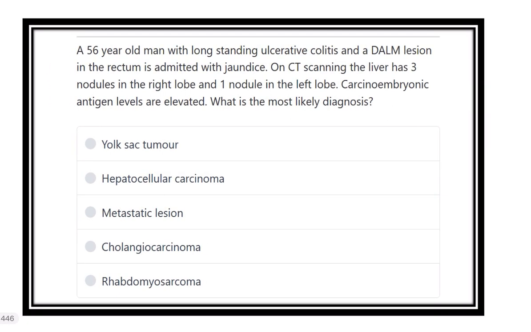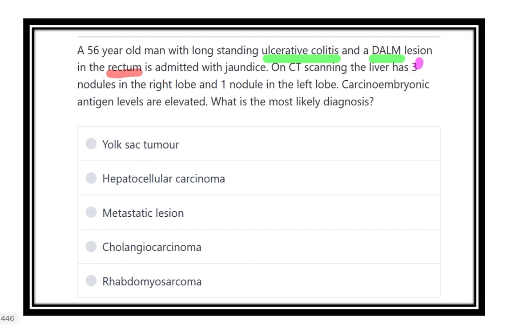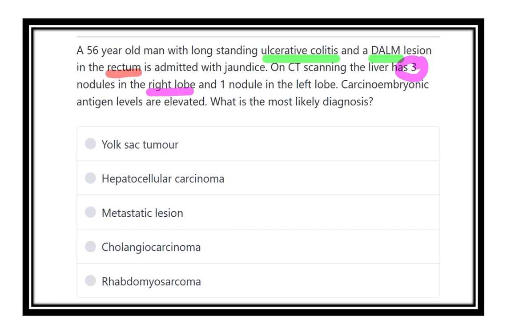A 56-year-old man with long-standing ulcerative colitis and a dysplasia-associated lesion or mass lesion in the rectum is admitted with jaundice. On CT scanning, the liver has 3 nodules in the right lobe and 1 nodule in the left lobe, and the CEA, the carcinoembryonic antigen, is elevated. What is the most likely diagnosis?